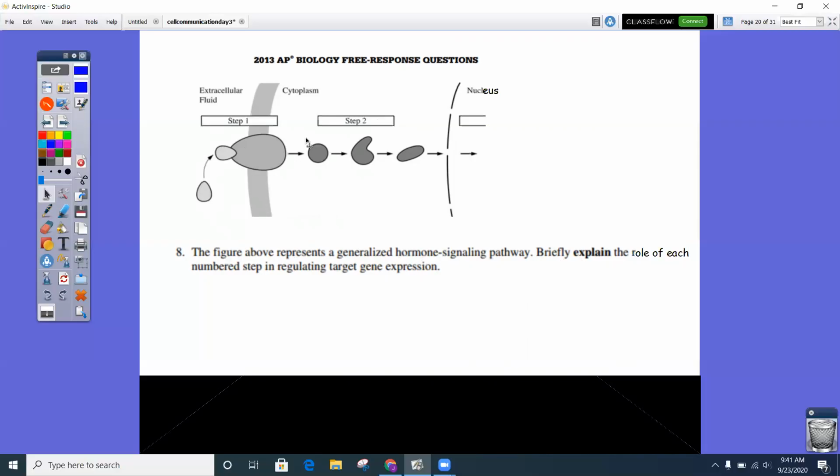Okay, step 2, trying to get the message from where the signaling molecule bound to its receptor to the nucleus. Okay, we know that this is called signal transduction, but just stating that this is signal transduction is probably not going to get you any points. You need to explain what's going on here. And then in the nucleus, we're getting the message to the nucleus. So it's probably going to be a protein binding to a section of DNA to let that section of DNA know that it's about to be transcribed.